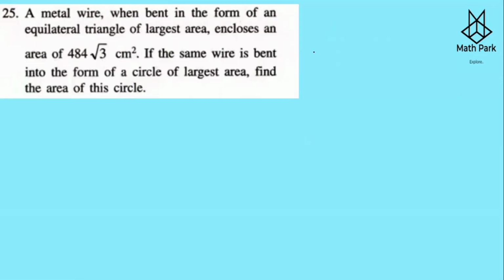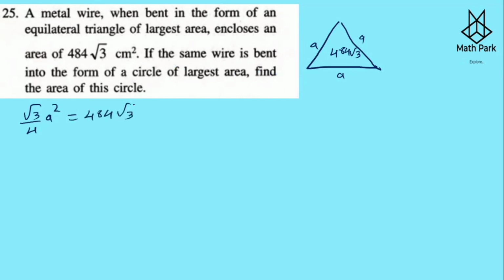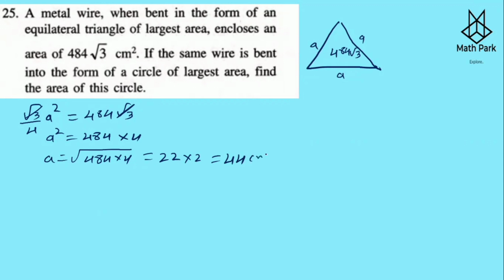A metal wire is bent in the form of an equilateral triangle which encloses an area of 484 root 3 centimeters square. Let the side of this equilateral triangle be a. We know that root 3 by 4 a square is the area of an equilateral triangle, which is 484 root 3. This root 3 gets cancelled from both sides. So a square is equal to 484 into 4, so a is equal to root of 484 into 4. Root of 484 is 22 and root of 4 is 2, so 22 times 2, this is 44 centimeter, the side.